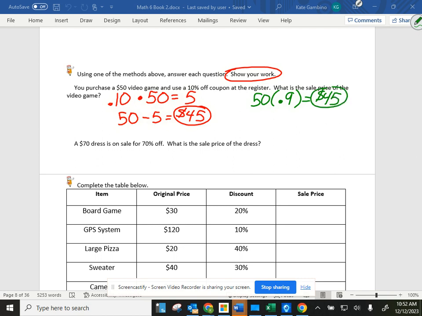So $50 was that original cost. 100% minus 10% is 90%, 0.9. So I could do that. 50 times 0.9 equals $45. I get the same answer. So either way works.